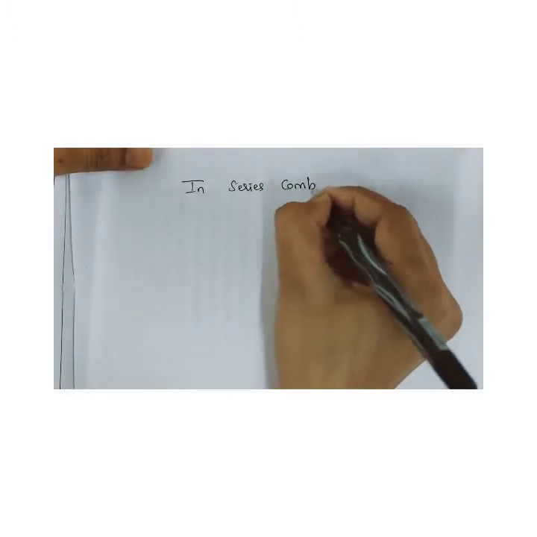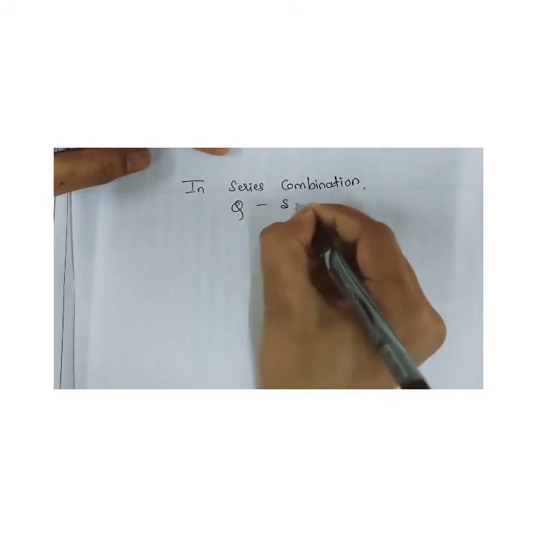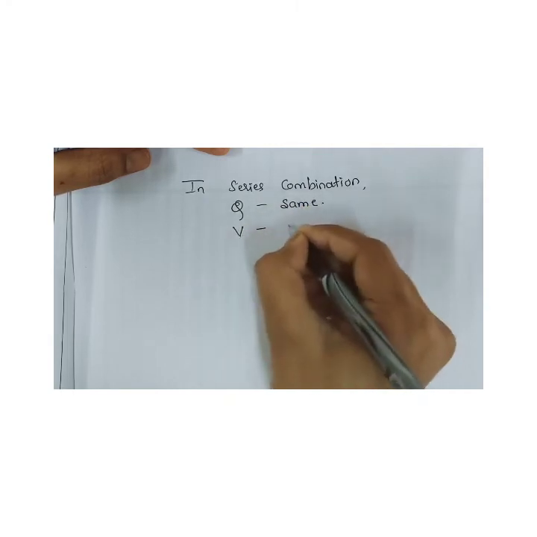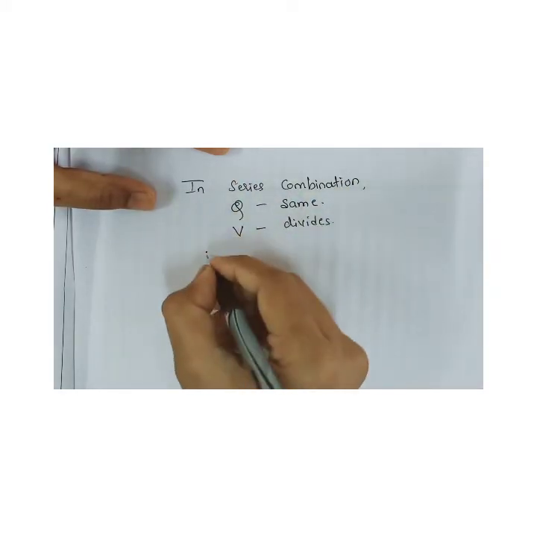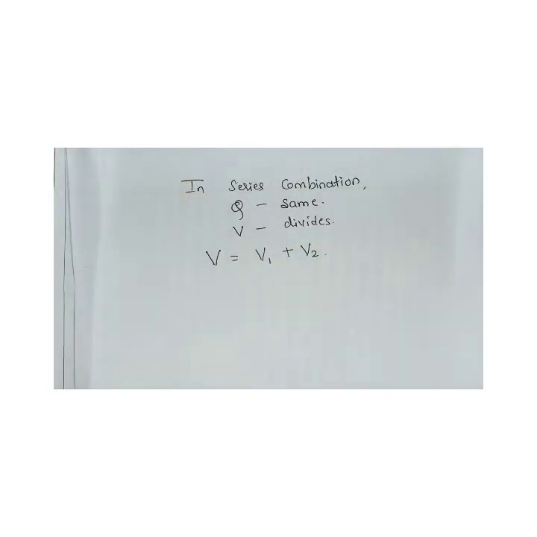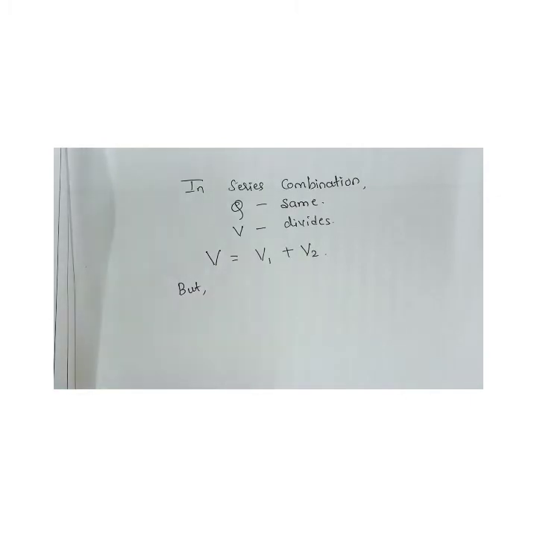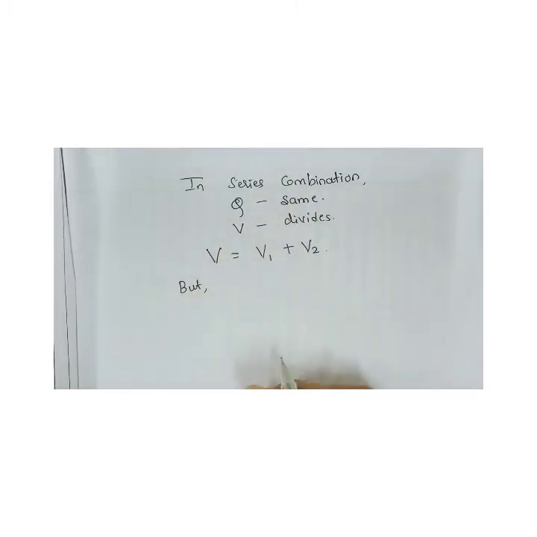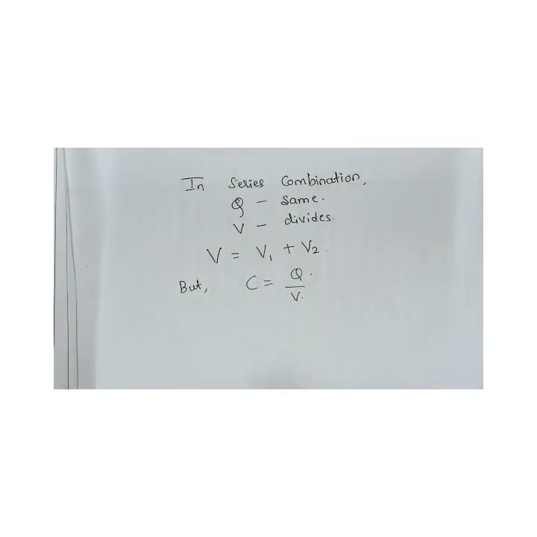Now we shall derive. In series combination, what we have seen is that Q is the same and V divides. So V divides means, can I get the total potential difference? Can I write V equal to V1 plus V2? Agree with this? Yes. But what is the capacitance definition we have here? That C equals Q by V, isn't it?